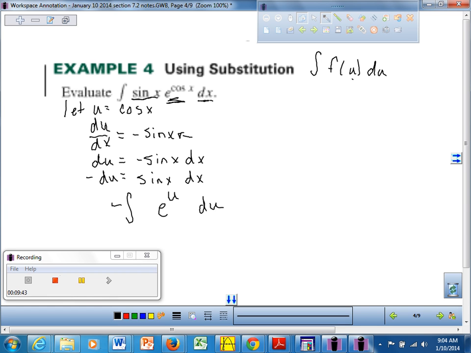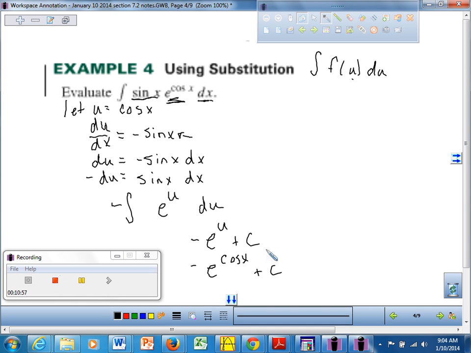So now when we take our antiderivative, we get negative what? Negative e to the u plus c. And now we can just go back to x. What is u? Negative e to the cosine x plus c. But a constant can be negative. We can rename any constant with c, so I could make that plus negative, right? So we just consistently call it plus c.